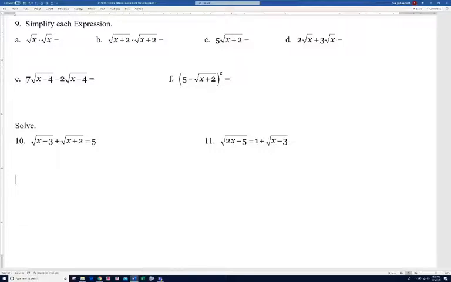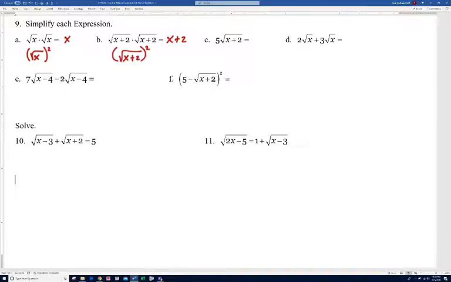So square root of x times square root of x, you should get x. In fact, square root of x times itself is just the square root of x squared, and we already know those are opposites, and we just get x. Similarly, on b, square root of x plus 2 times square root of x plus 2, we just get x plus 2. Again, you could think of it as the square root of x plus 2 quantity squared. So again, those undo one another, you get x plus 2.